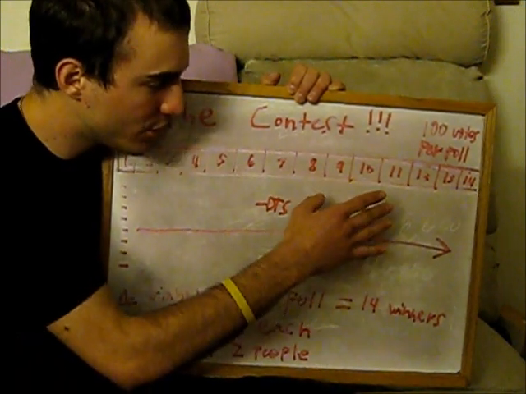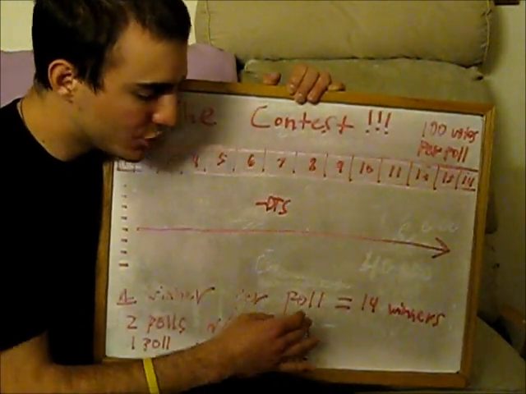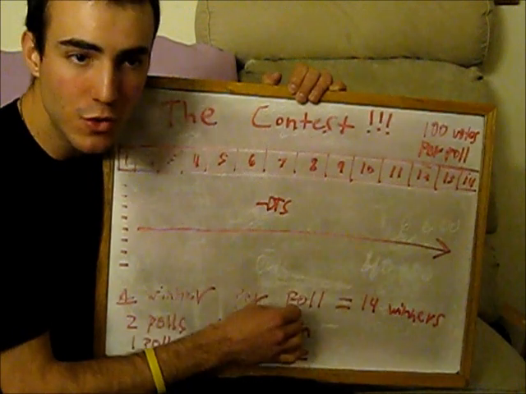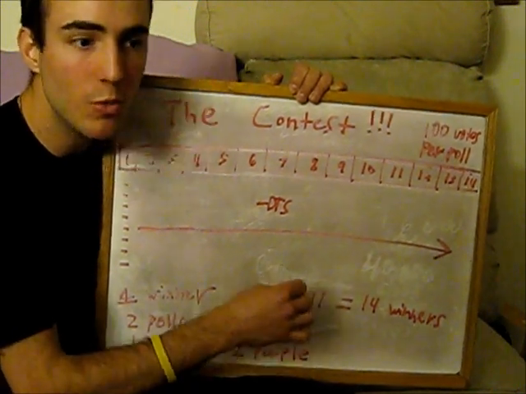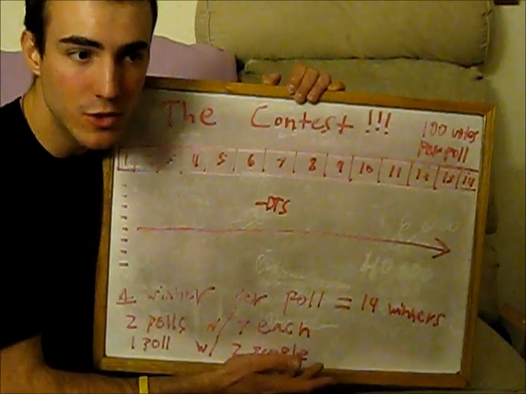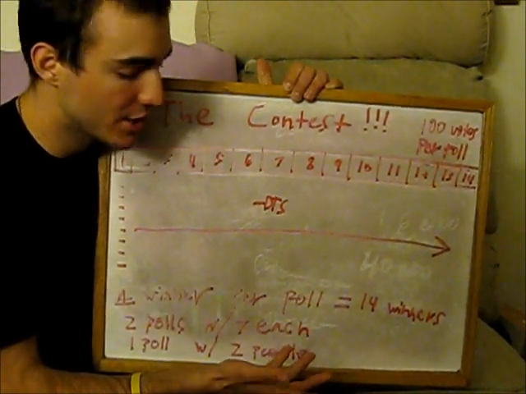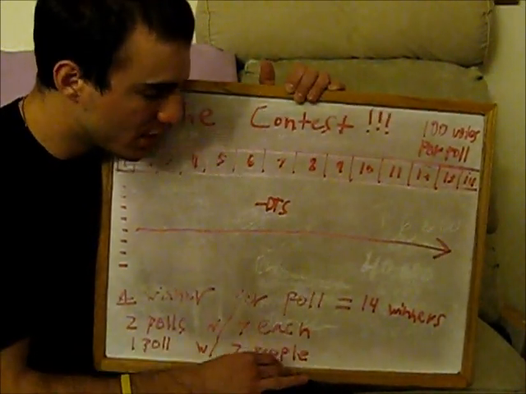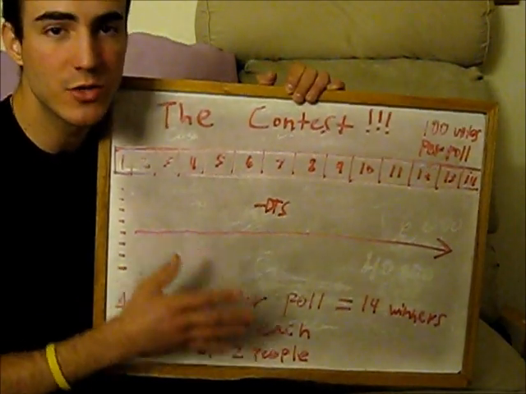Those main 14 people will move on to the 2 polls of 7. The 2 winners of those 2 polls of 7 will move on to a poll of 2, and then the winner will be obviously either one of those people, a 50-50 chance really, to see who gets to win the prize. So that's basically how the contest is going to be set up.